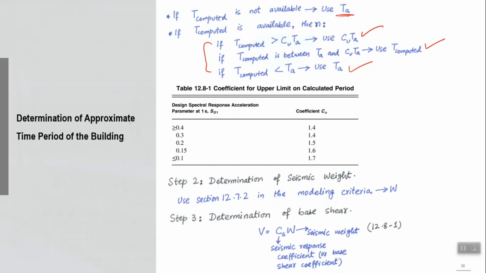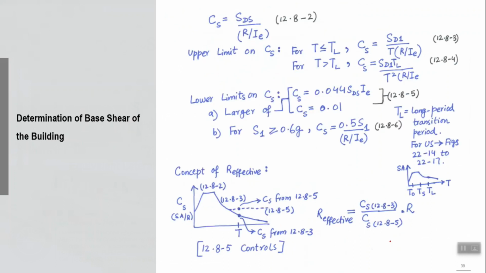So then you go for the calculation of seismic weight and then the base shear coefficient, with different expressions for the base shear coefficient. There is a main expression, but then there is an upper limit and then there is a lower limit, right. So in some range of time periods, which means in some range of building heights, your main expression is going to govern this range. After that, maybe the upper limit is going to govern, and after a certain time period, the lower limit will start governing, right.